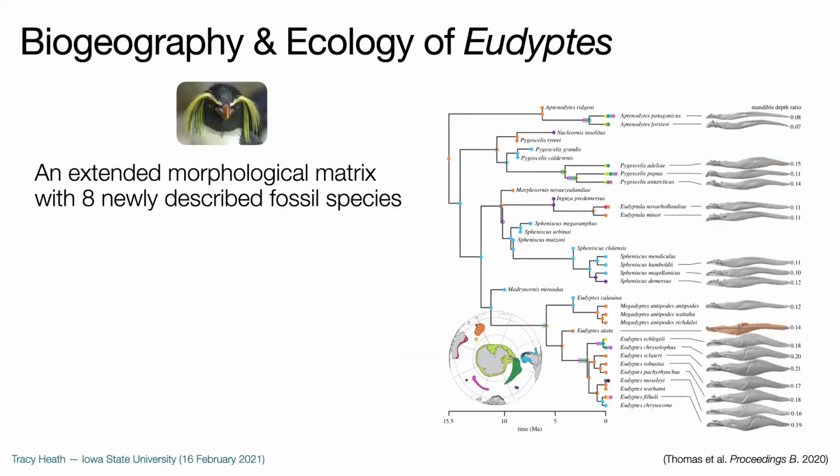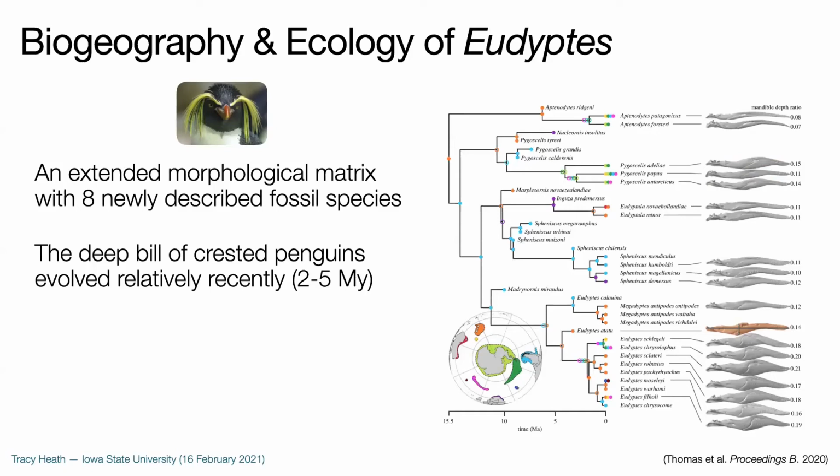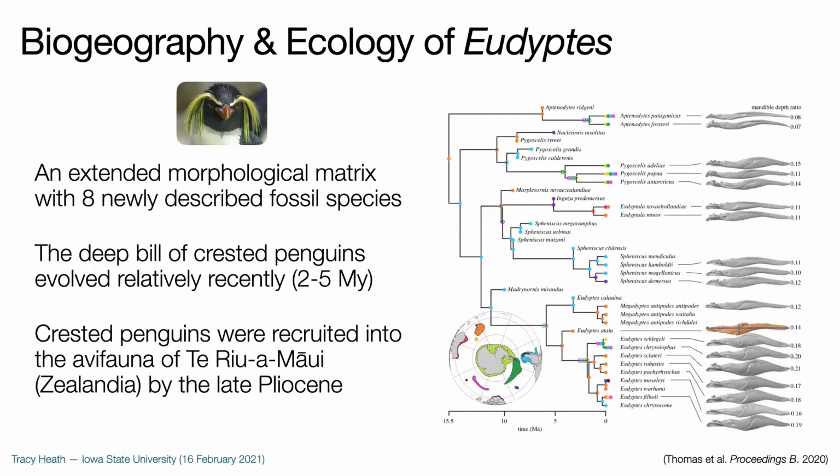So for our analyses, what we did was extend our morphological matrix to include 8 newly described fossil species, including the dawn-crested penguin. And what our results show is that the deep bill of the Eudyptes penguins evolved relatively recently, about 2 to 5 million years ago.